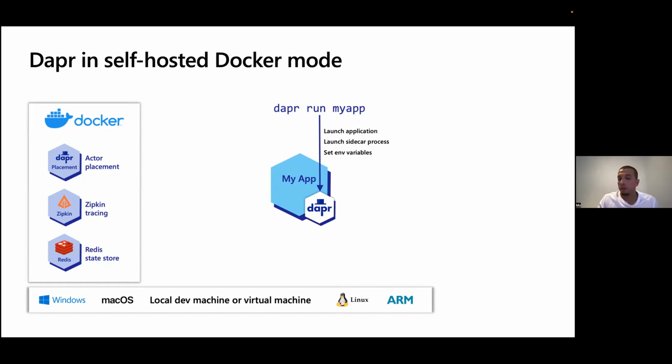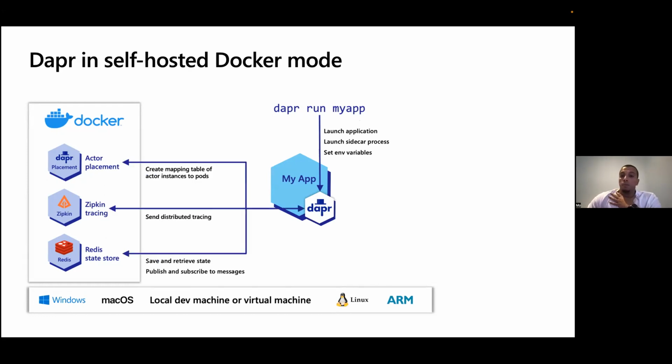We can install Zipkin for tracing. That's the Zipkin protocol and its implementation, the Zipkin application. And then we have the actor placement. That's assuming that you're using actors. Once you run your application using Dapr, we're going to create the mapping table for the actor instances, assuming there are actor instances. So just scratch this part because it's going to confuse you. We're going to start sending distributed tracing to Zipkin, and then we're going to save and retrieve state from Redis, right?